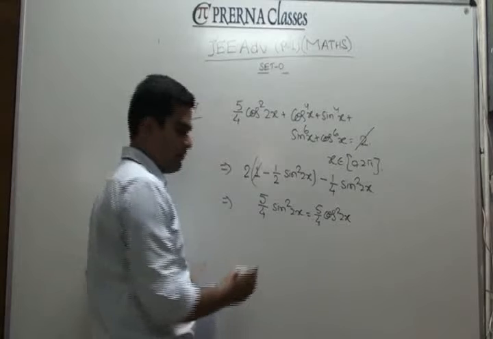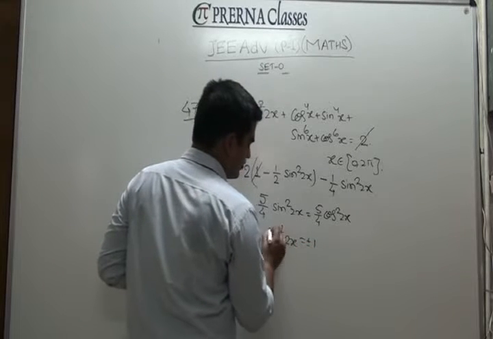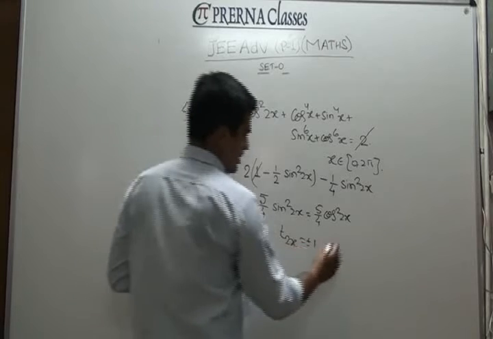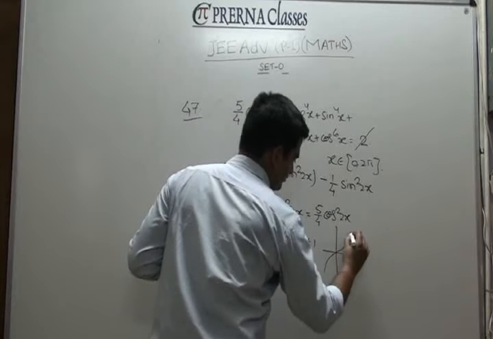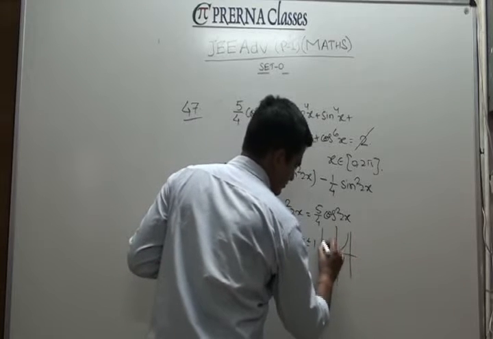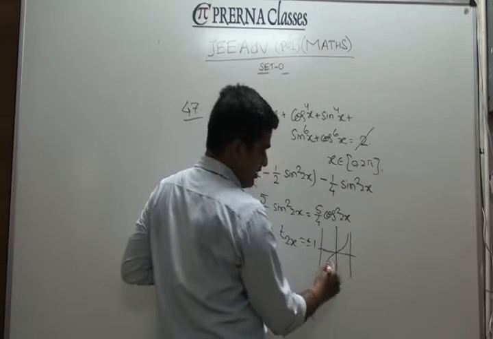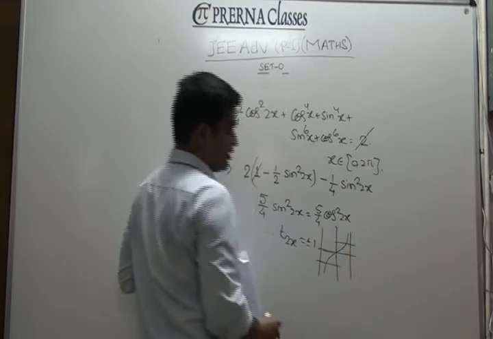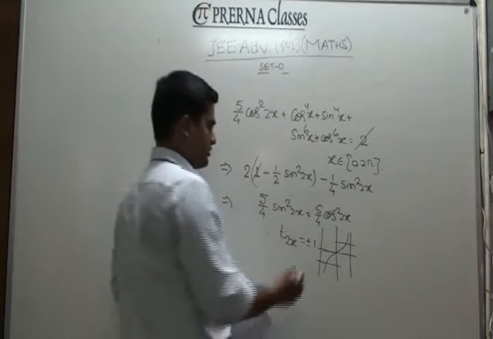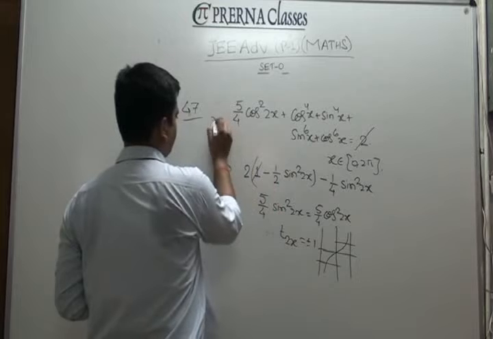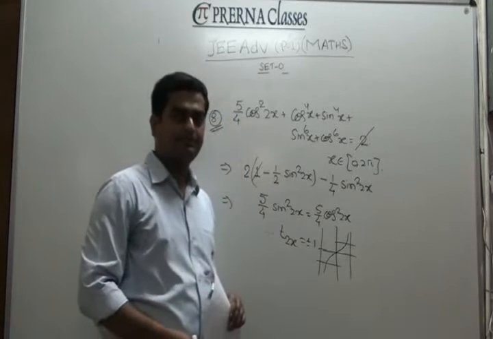which implies tan of 2x is equal to plus minus 1. Hence you can check in the width of pi there exist two solutions. You can then say overall you are going to have 8 different solutions. That is what is going to be the final answer for this.